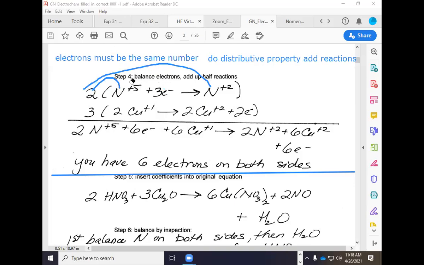However it works for you, as long as you get the right answer. I only have 3, I need 6, multiply by 2. I only have 2, I need 6, so multiply by 3. And I add all these up, and I add all the products up. And then I say, okay, I've got 6 on this side and 6 on this side, I'm good.